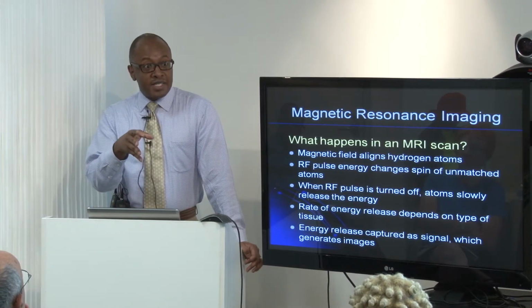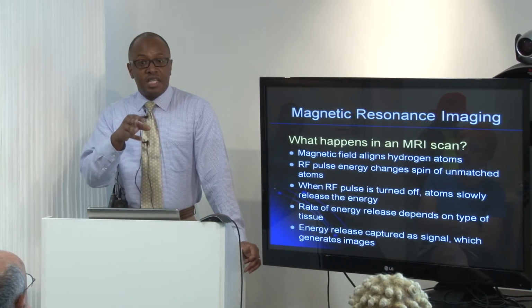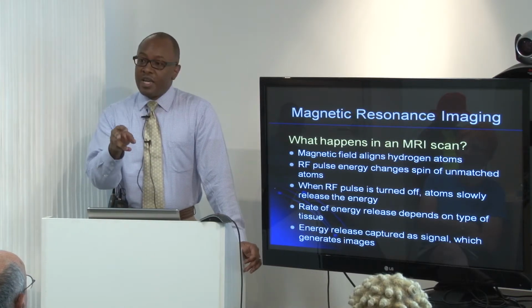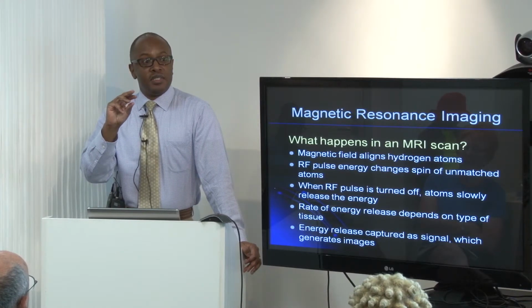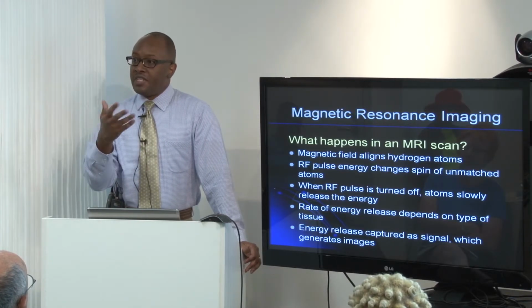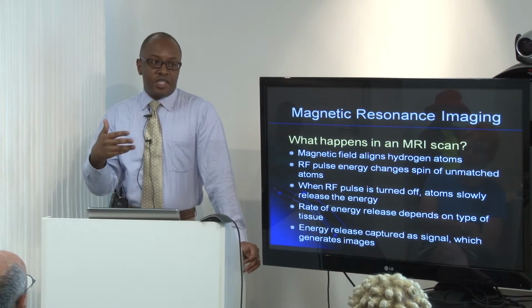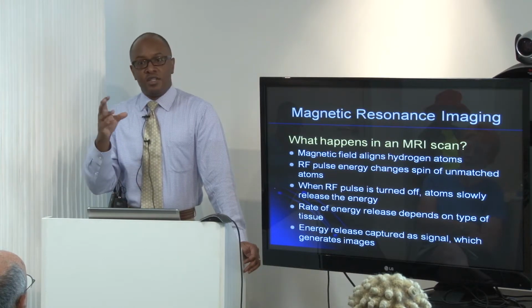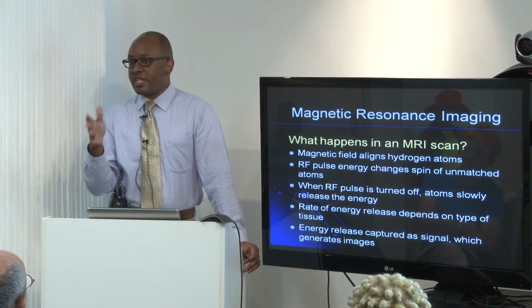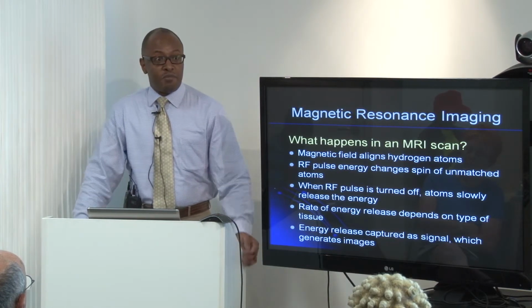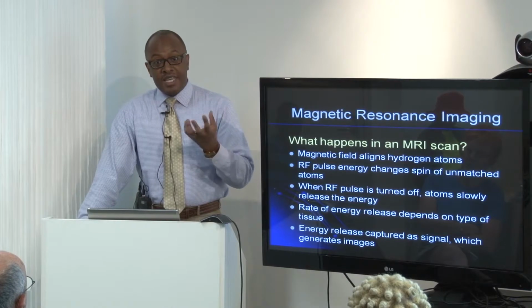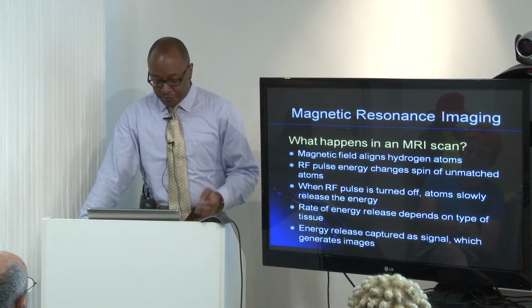And then we blast with a radio pulse. That pulse provides some energy to the atoms that aren't matched up. When the pulse is taken off, they start releasing that energy, and it's that energy that we read and use as information to tell us what type of tissue we're looking at. And then a computer program basically creates an image out of those data.